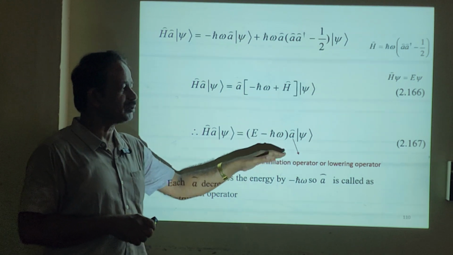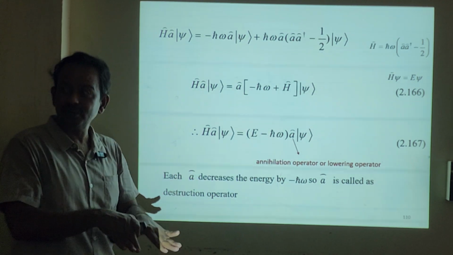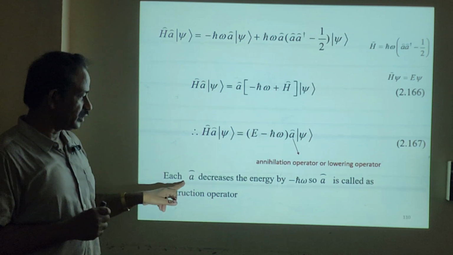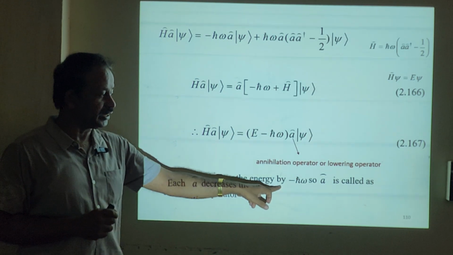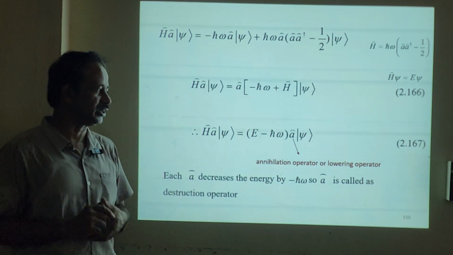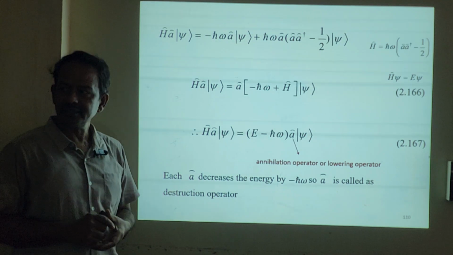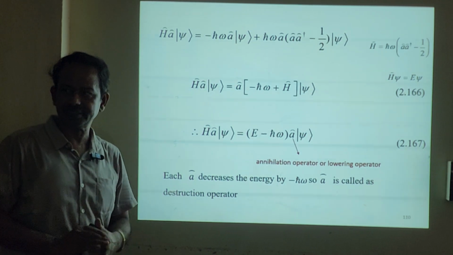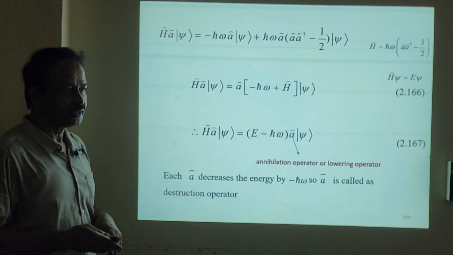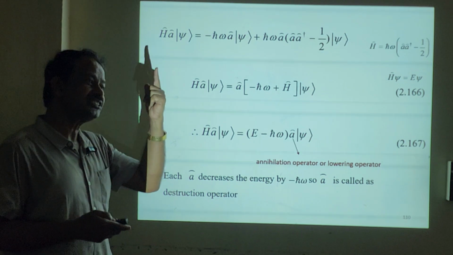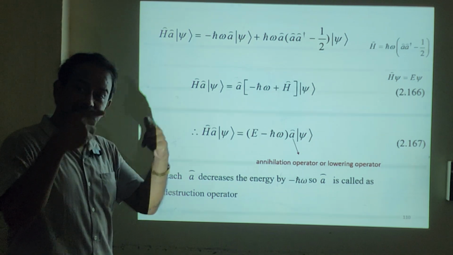So this is called annihilation operator, lowering operator. It lowers the energy by 1 h bar omega. So A decreases the energy by h bar omega, 1 h bar omega. So A is called the annihilation operator, the lowering operator. Is it okay? Similarly, you can also do E plus h bar omega when you operate the creation operator. So that will become E plus h bar omega.